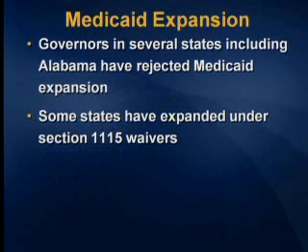Of course, governors in several states, including Alabama, have rejected Medicaid expansion. Some states, however, have decided they would do it under what they call a 1115 waiver. So some states put together their own plans, some of them using exchange-based policies, sometimes even requiring some premium payments by beneficiaries. But you have to go to the federal government to get a 1115 waiver to do this.